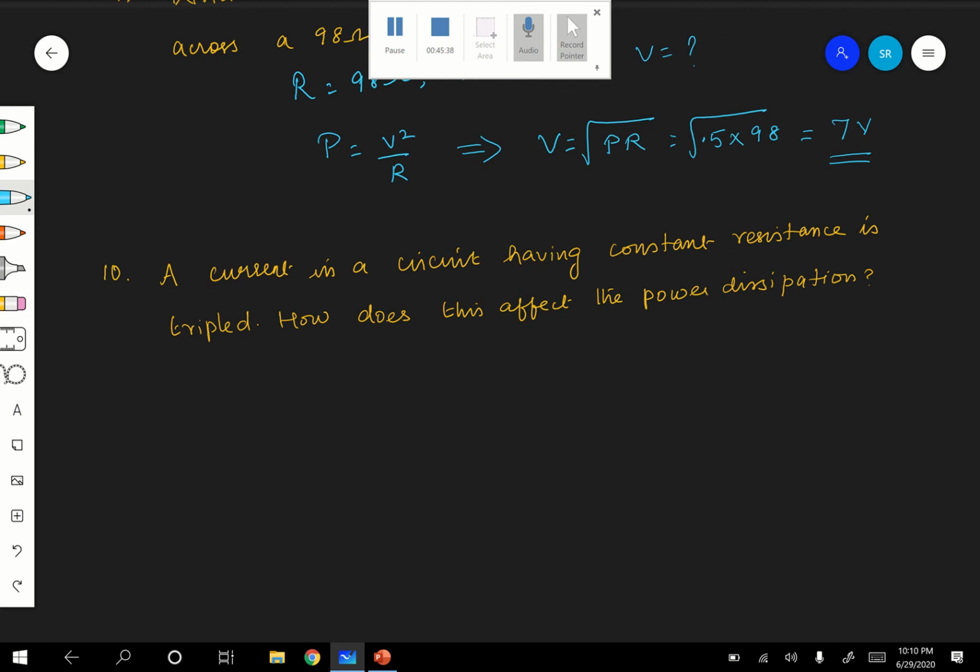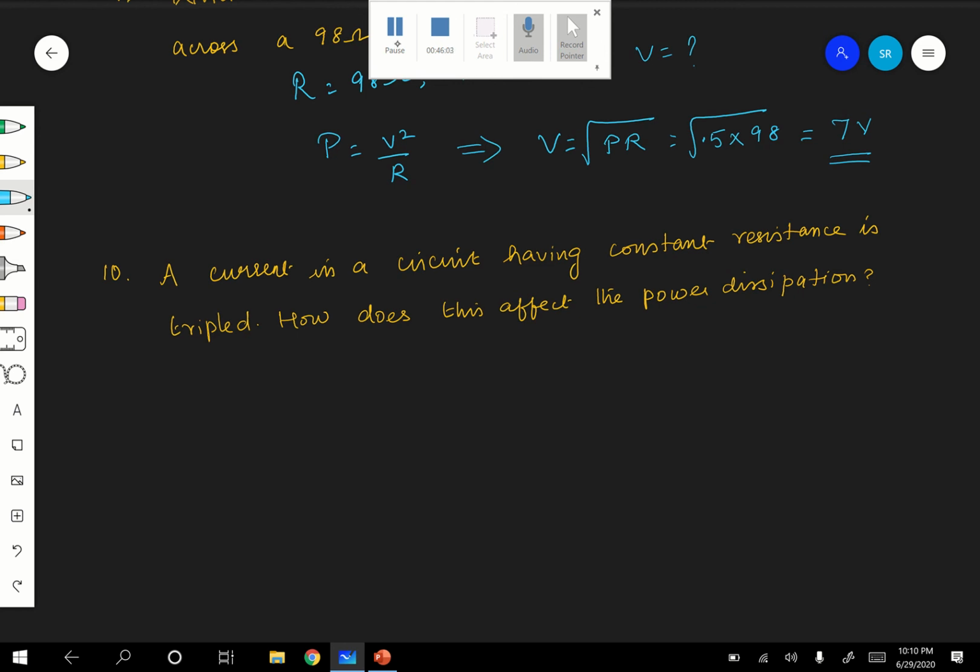Next question is, a current in a circuit having constant resistance is tripled. Resistance is the same, but only the current is tripled. How does this affect the power dissipation? Very simple now. Constant resistance, but the current is only tripled. What happens to power dissipation? How much power can it dissipate?